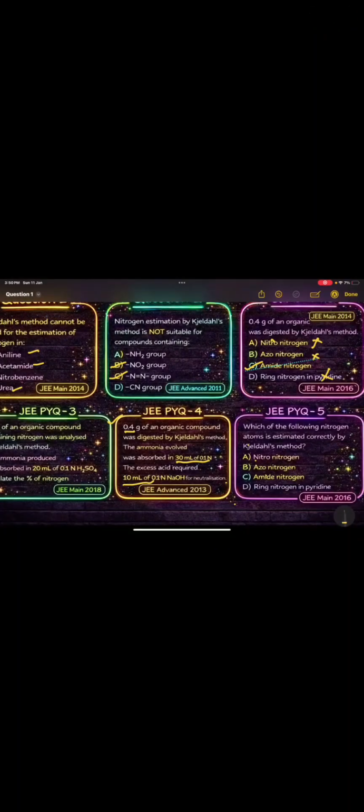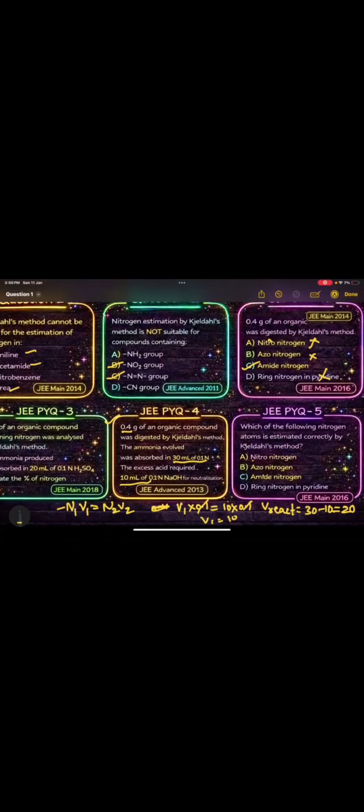So they have given a base here. So we use the N1V1 formula. N1V1 equals N2V2. This is for the acid, this is for the base. So we can use 0.4 grams, and the acid values are just V1 into 0.1 equals 10 into 0.1. So this gets cancelled. V1 equals 10 ml. So V reacted equals 30 minus 10, which equals 20 ml. That is what we have to substitute in the formula.